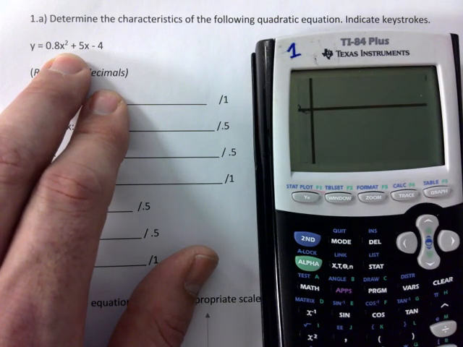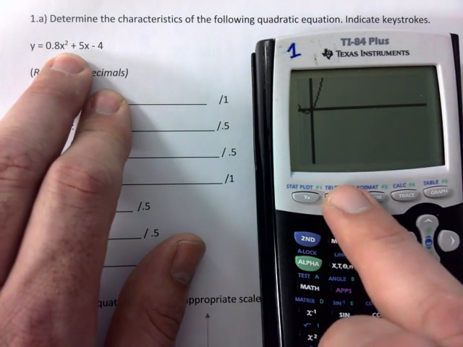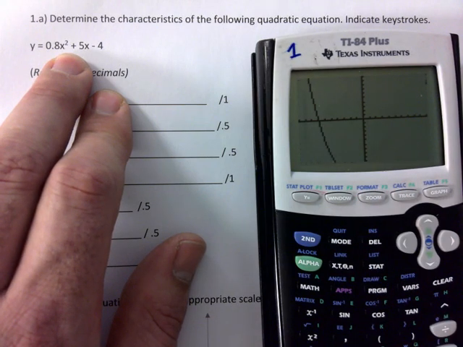I checked for that. I hit graph. My window is off because I used a different one. I was doing my homework, right? See, dedicated.